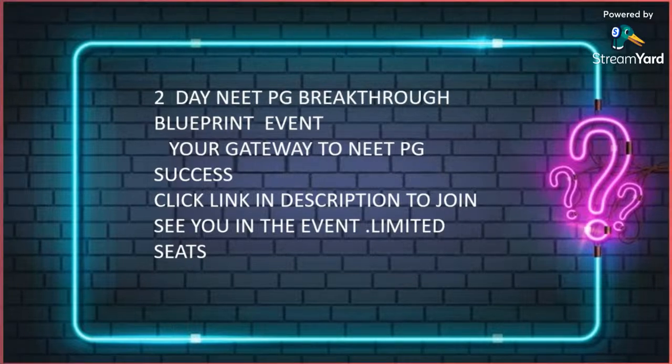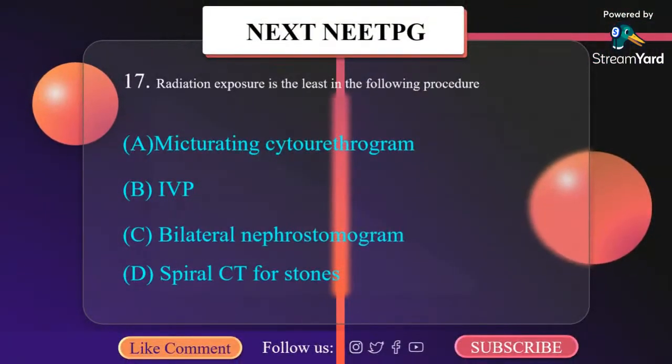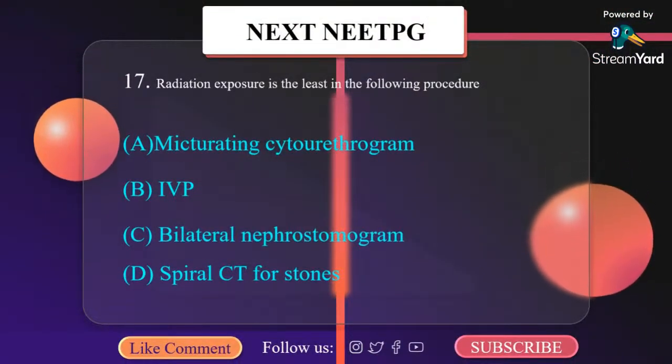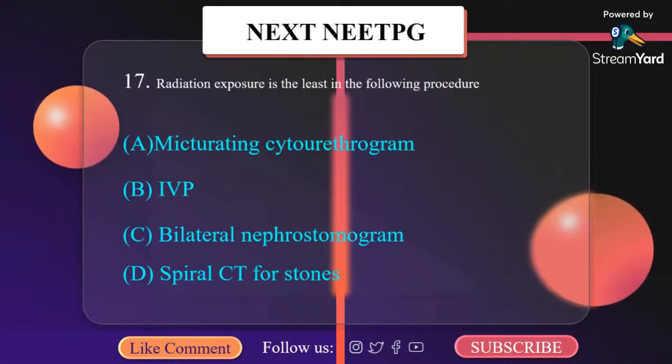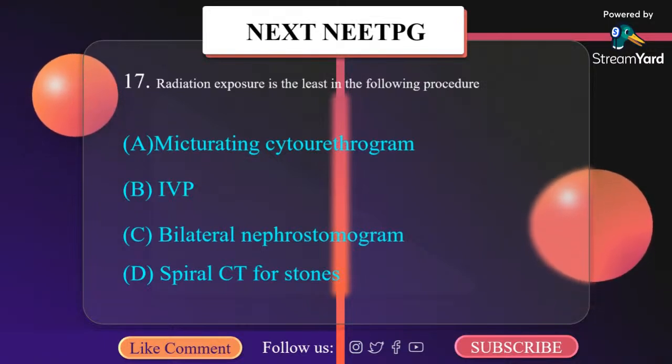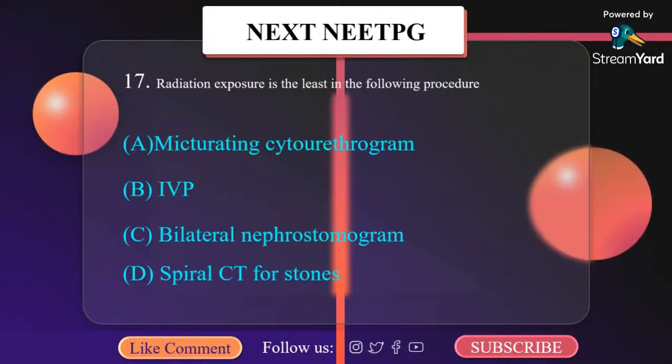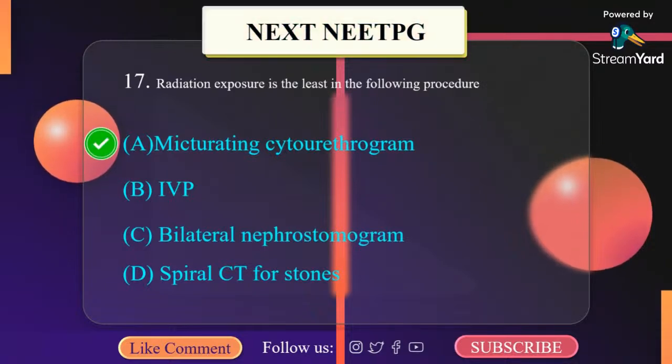Let's move to the next question. Radiation exposure is the least in which of the following procedures? A. Micturating cystourethrogram, B. IVP, C. Bilateral nephrostogram, D. Spiral CT. So it is micturating cystourethrogram.